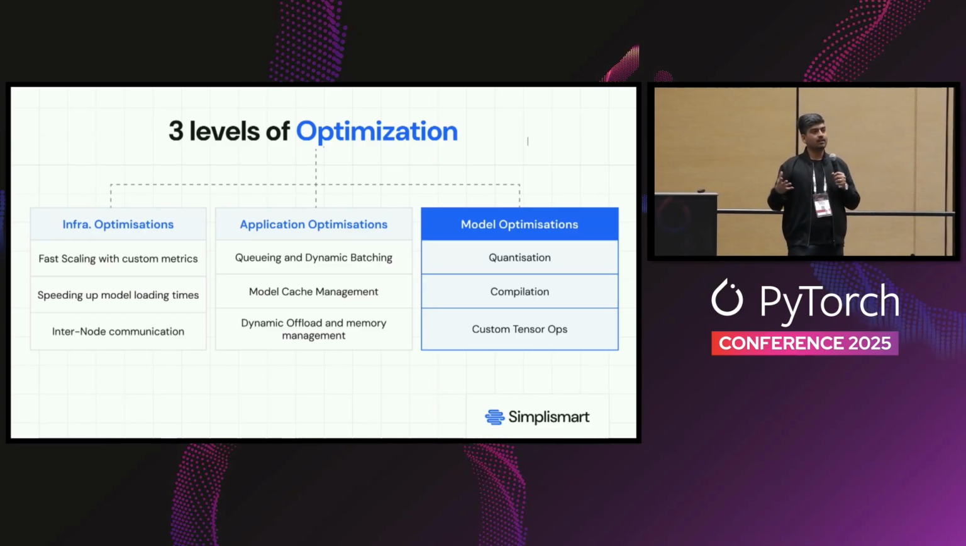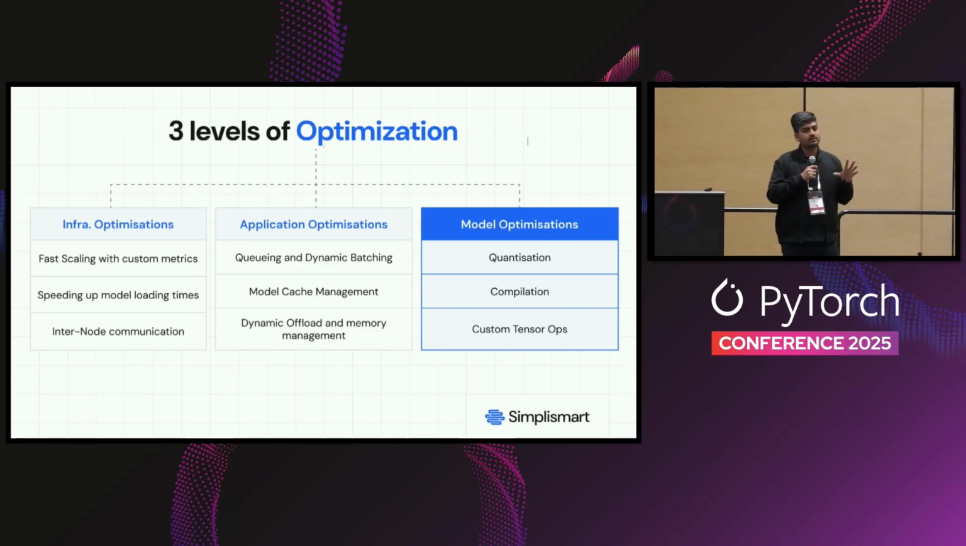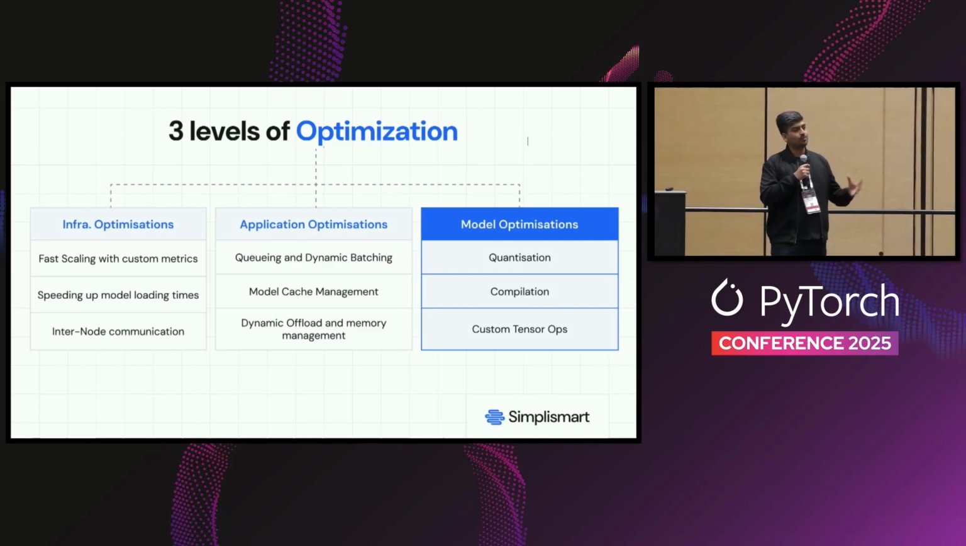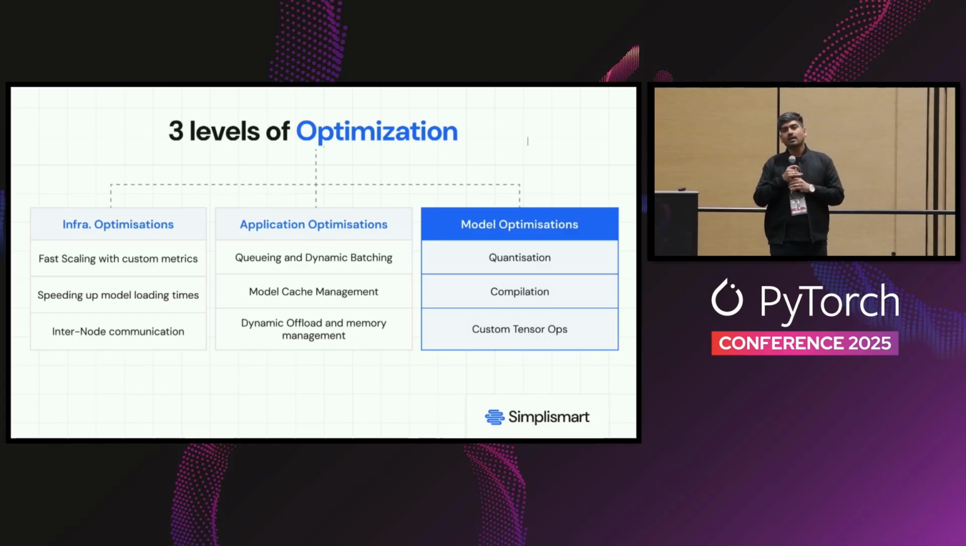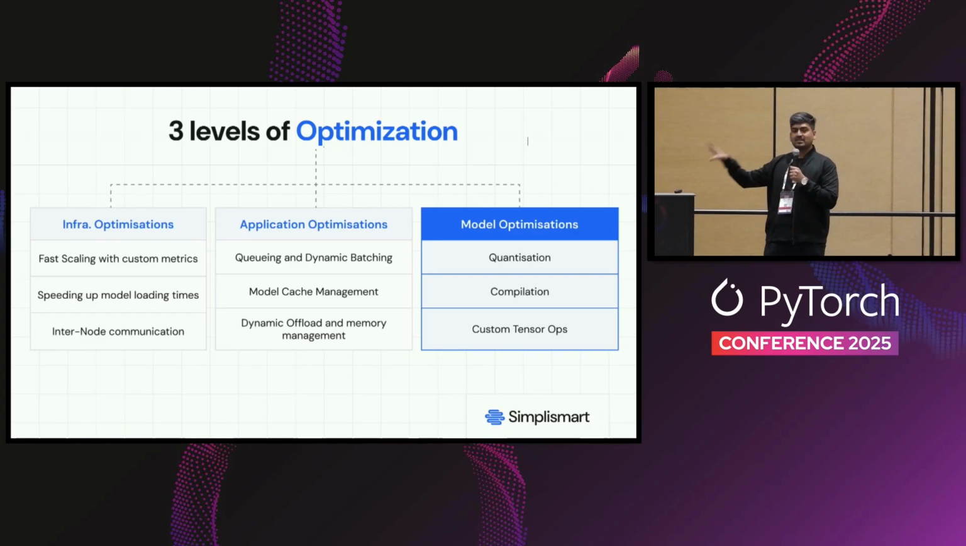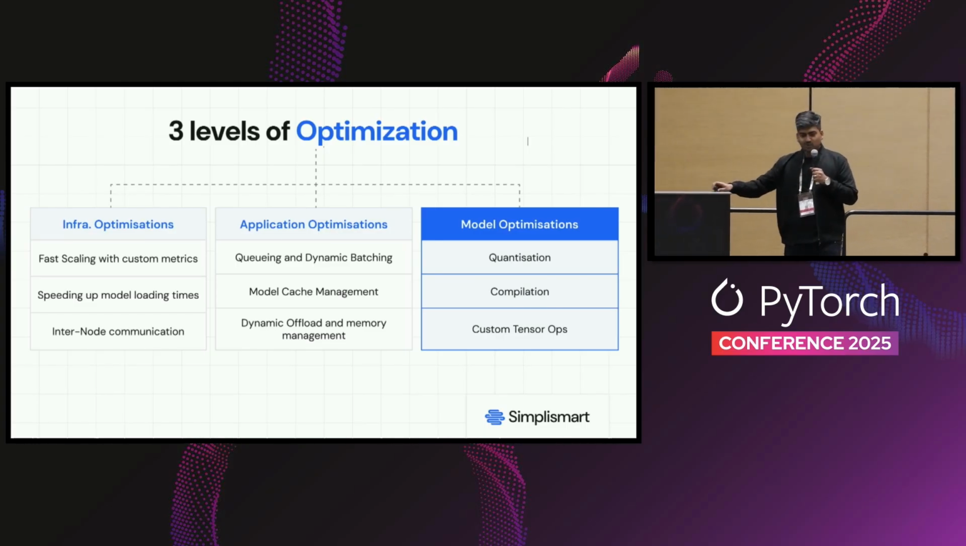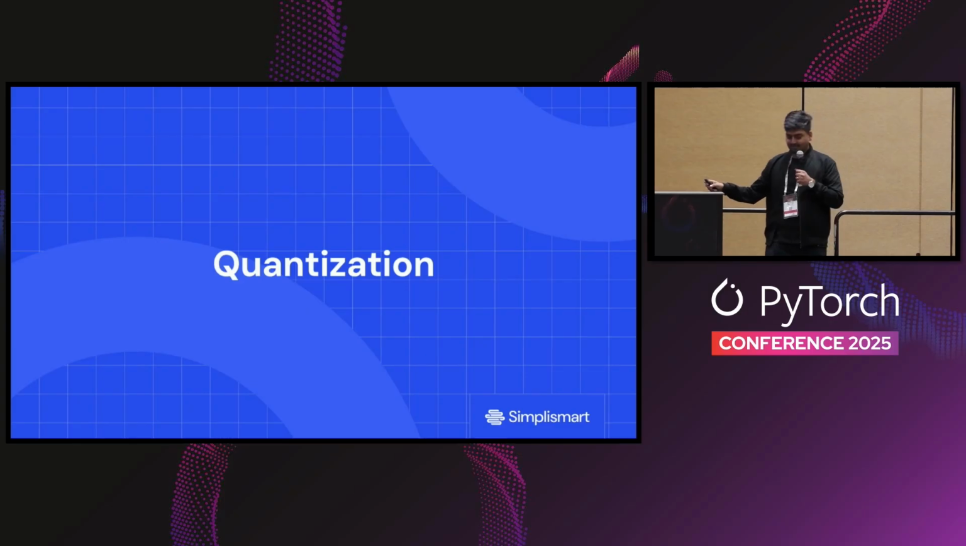So one is the infra layer, how fast can you load the model, how fast can you spin up an instance. Some application layer optimizations like how are you batching your requests. And majorly what we're going to talk about today is the model level optimization, specifically quantization, compilation, and custom tensor ops. So let's start with one of the most tabooed optimizations, which is quantization, of course.